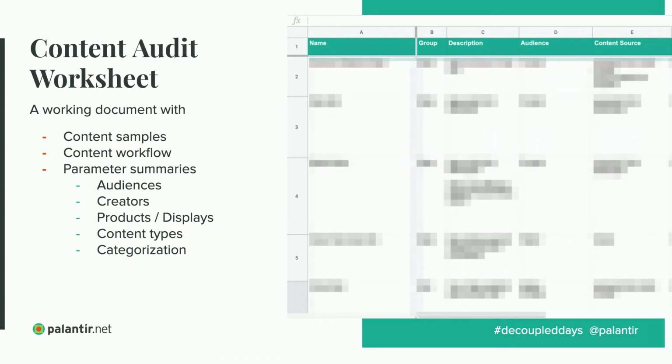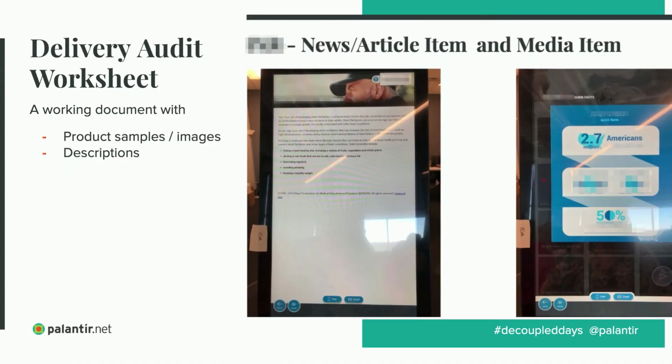And then we made summaries based on that information about what their audiences, creators, products, content types, and categorization currently are, so that we can verify with them and then build on that. So we also asked for a discovery, or what am I trying to say?